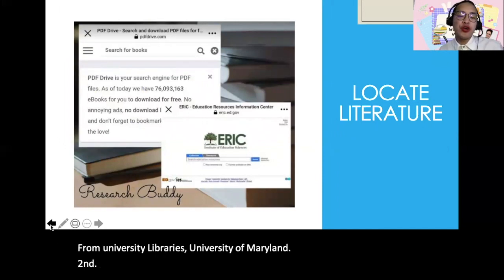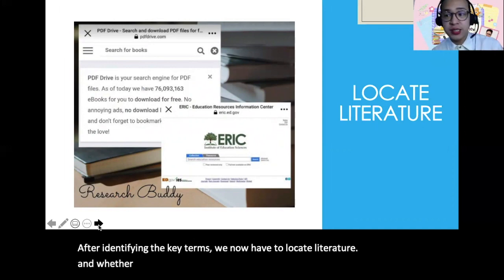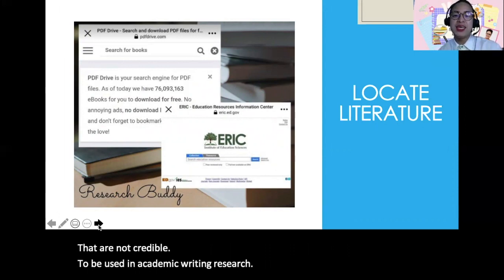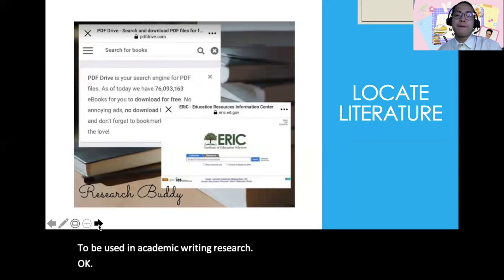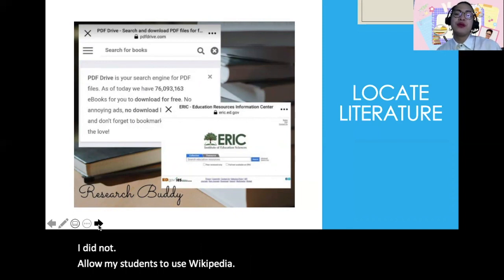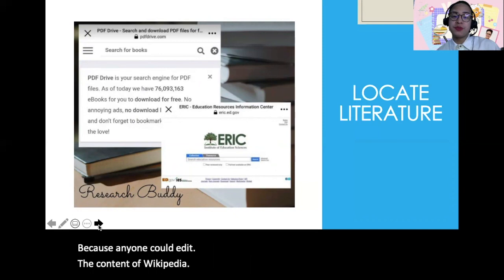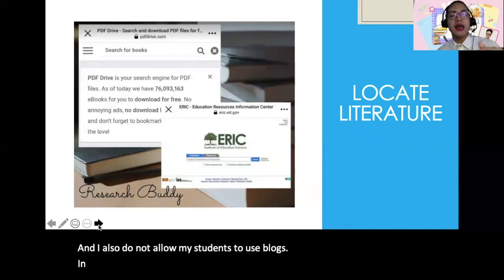Second, after identifying the key terms, we now have to locate literature. And whether you like it or not, there are sites that are not credible to be used in academic writing, like research. For me, I do not allow my students to use Wikipedia because anyone could edit the content of Wikipedia, right? And I also do not allow my students to use blogs as a reference or to cite in academic writing, like research.